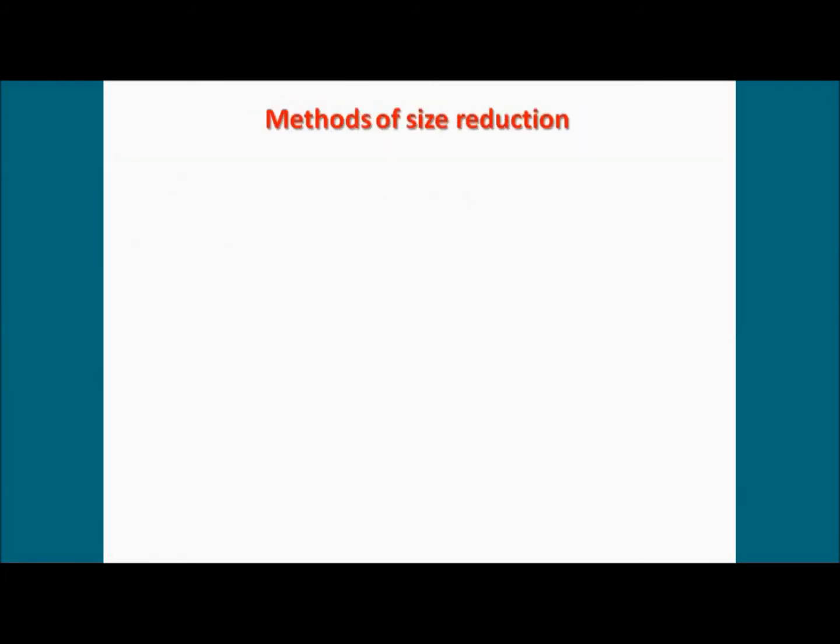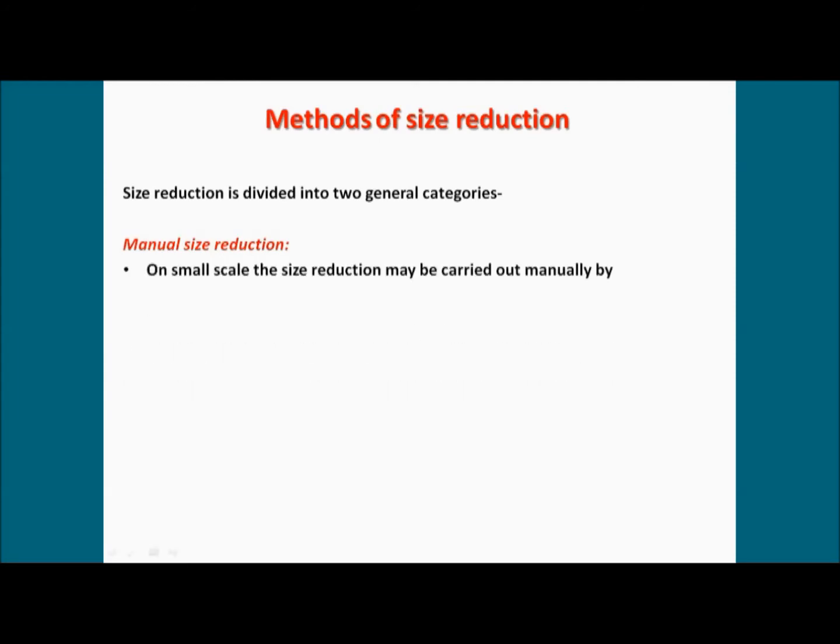Now you see the methods of size reduction. Size reduction is basically divided into two general categories. First of all, manual size reduction. It is done manually, by hand. Here it is done on a small scale. You also perform this sort of thing in our household activities. For example, trituration, levigation, and pulverization. These are the manual processes of size reduction which are performed in our day-to-day life, right?